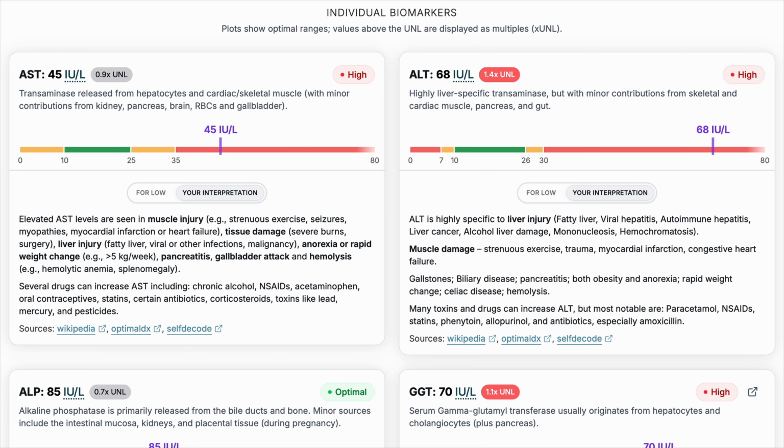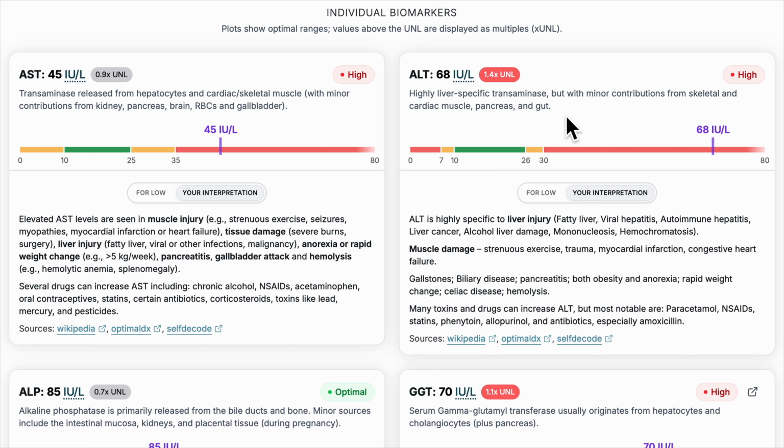Liver enzymes can originate from several tissues, not just the liver. So for each enzyme, the tool shows which tissues are the major and minor contributors to its levels found in the blood. For example, ALT also originates in muscle, pancreas, and gut. So its levels also rise after exercise or in conditions like celiac disease.